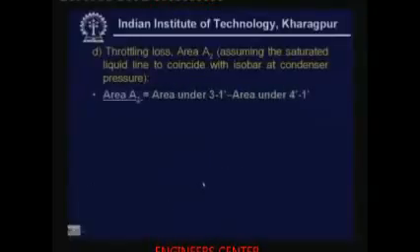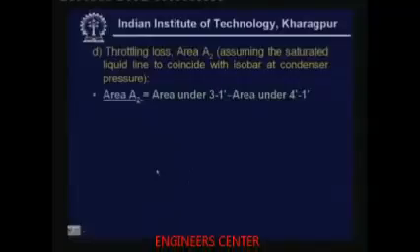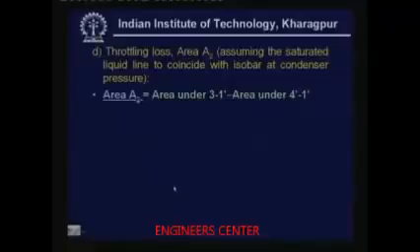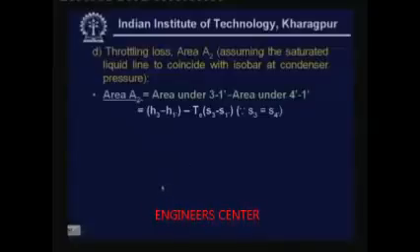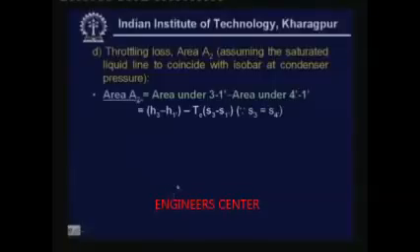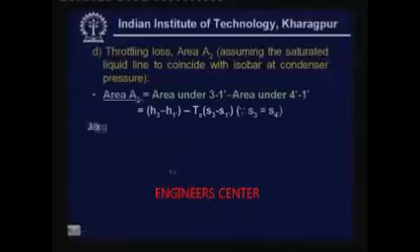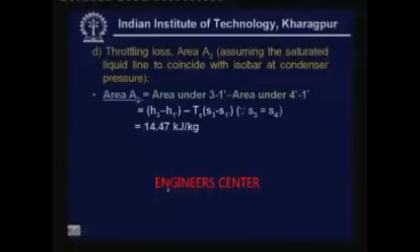As I have already explained how to find the throttling area: if you assume that the saturated liquid line coincides with the isobar at condenser pressure, then it is the area under 3 to 1 dash minus the area under 4 dash to 1 dash. The area under 3 to 1 dash is nothing but H3 minus H1 dash, and the area under 4 dash to 1 dash is nothing but TE into S3 minus S1 dash, because S4 dash is equal to S3. Since we know all these values, you substitute them and find that the throttling area is 14.47 kilojoule per kg.